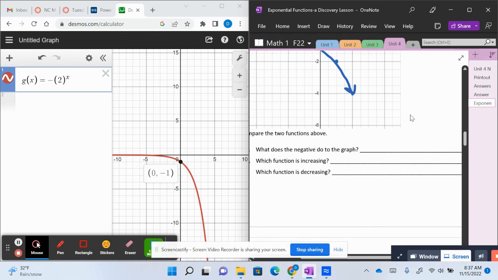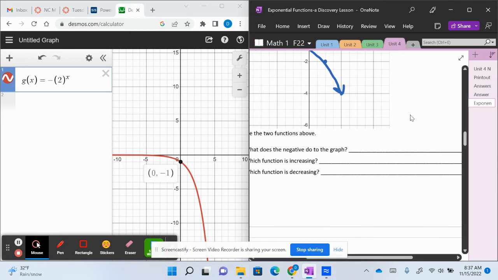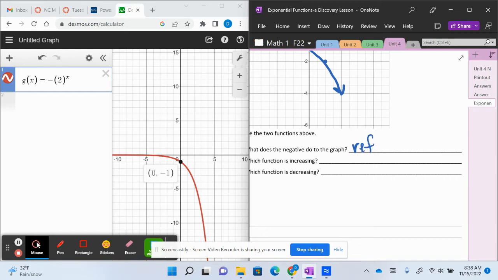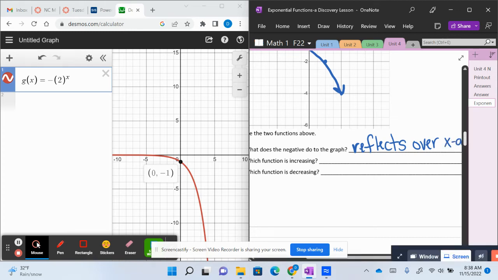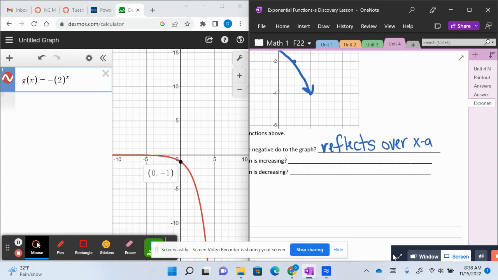So what does the negative do to that graph? What does that negative do to the graph? What did we say it did? Yeah, it reflects it over the x-axis. So it reflects over the x-axis. It's really hard to write on half of a screen. It reflects over the x-axis.